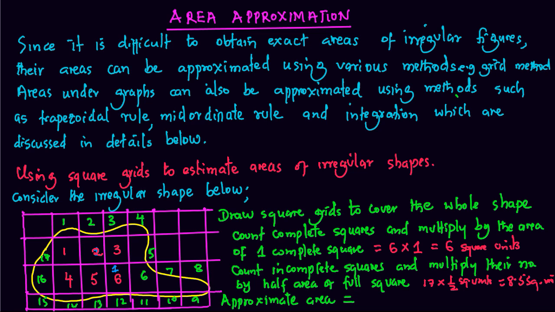So the total area, approximate area of this shape is equal to 6 plus 8.5 square units, and that gives us 14.5 square units as the approximate area of this particular irregular shape.